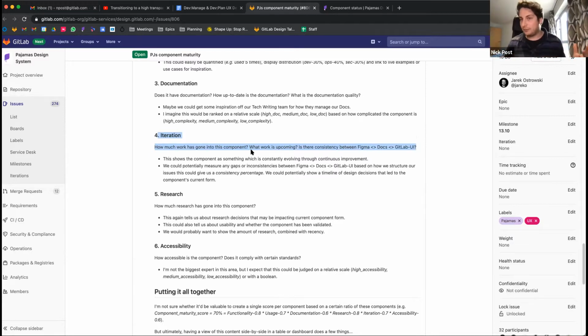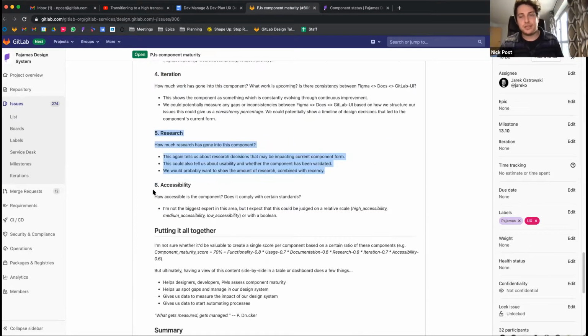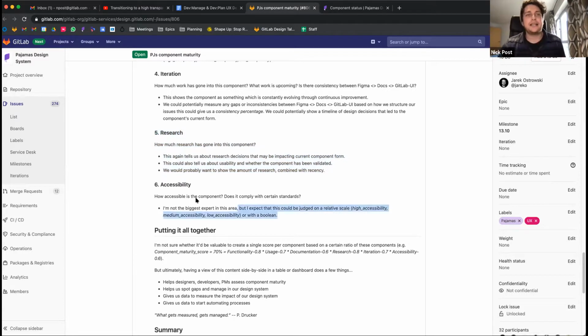All of this wouldn't be possible in most design systems, but all the stuff that we're working on is trackable within GitLab issues. So there's a tremendous amount of potential here for GitLab to push design systems further in this respect. Research, tying together research that's happened, solution validation around components, and seeing whether some components have been validated or not. And then accessibility.